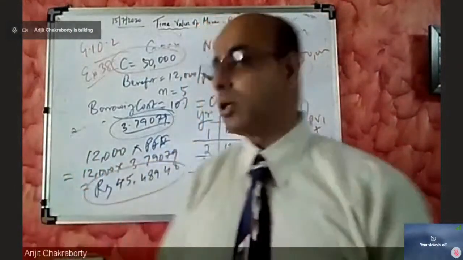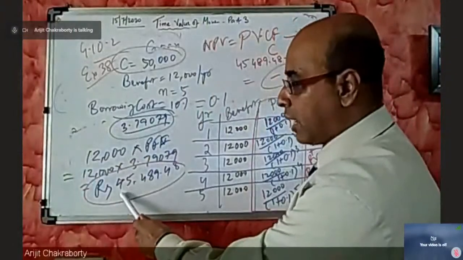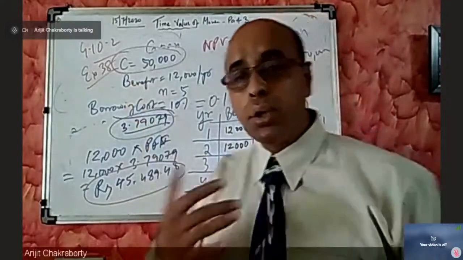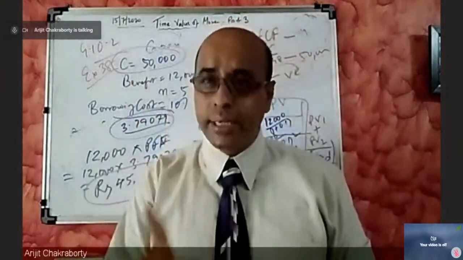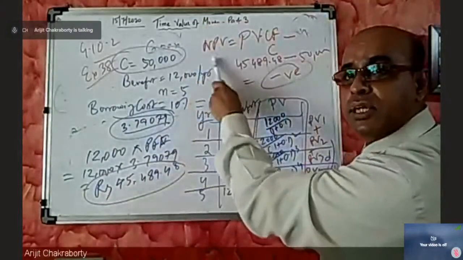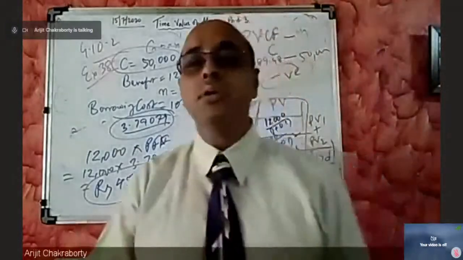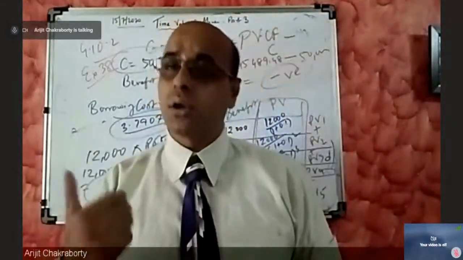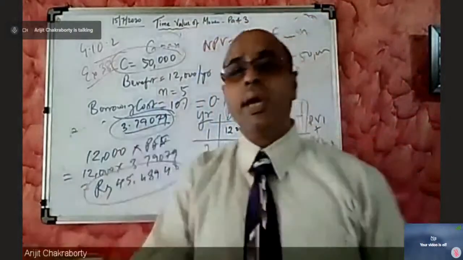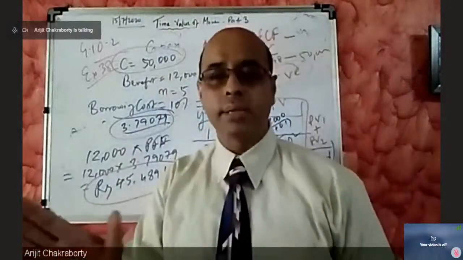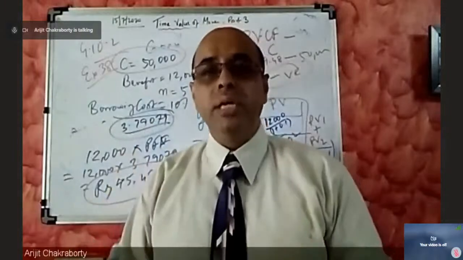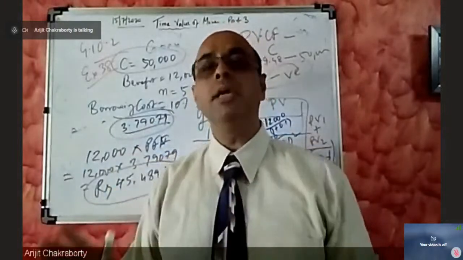Putting it together, we saw the present value of the benefits coming to 45,489, whereas the cost is 50,000. So we are arriving at a negative net present value. NPV is the present value of the cash flow minus the cost. You are getting a benefit of 45,489, but you are giving up 50,000. It is not acceptable. It is not logical. You are not getting any benefit. Your NPV is negative, so the machine should not be purchased.